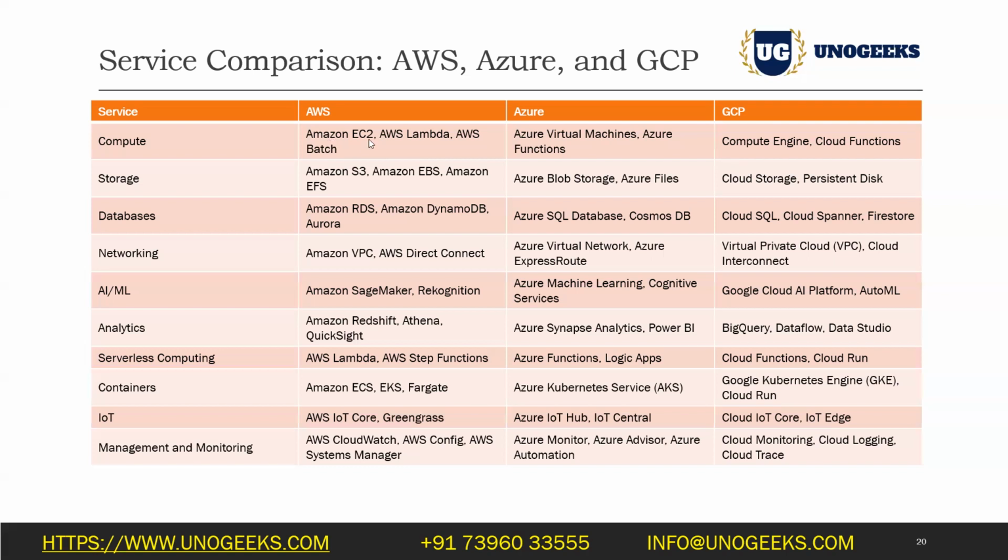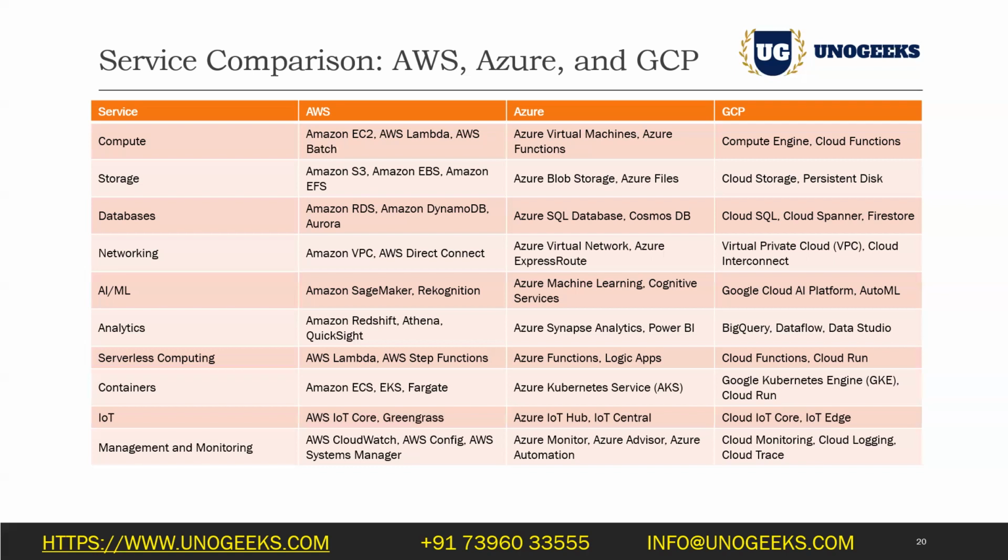So Amazon EC2 stands for Elastic Computing Cloud. We call it that in AWS, and in Azure it is Azure Virtual Machines, and in GCP it comes with the name of Compute Engine and Cloud Functions. Now let's move on to the storage. Storage stands for where you store your application or data or files.